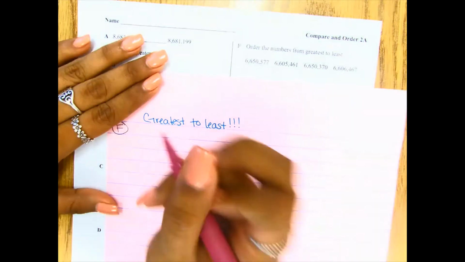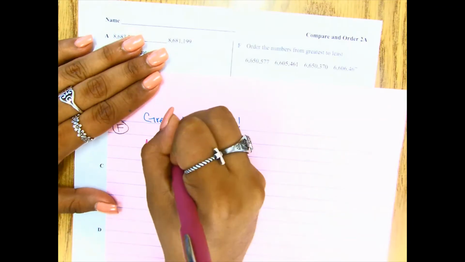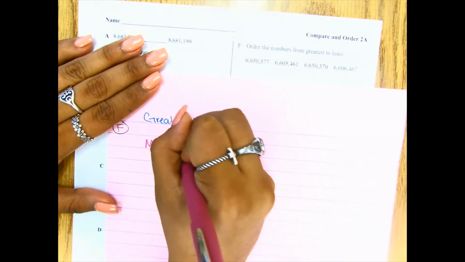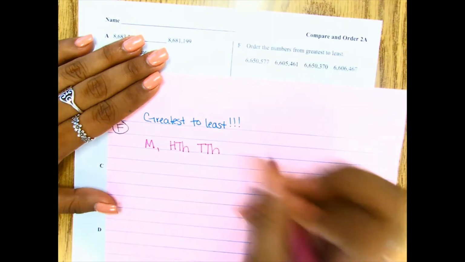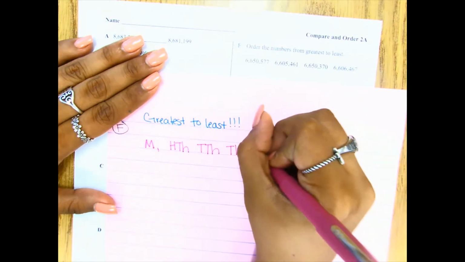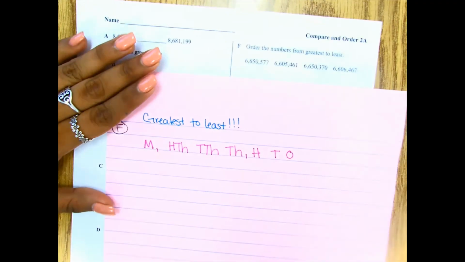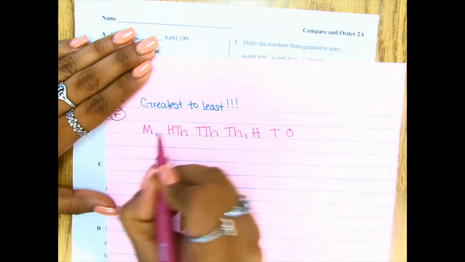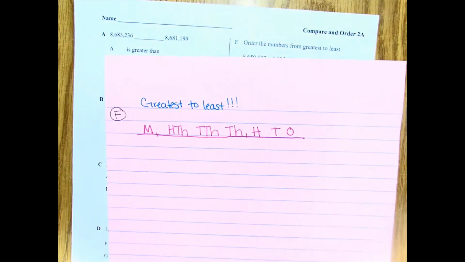I'm going to write M for millions, my comma, my 100,000s, my 10,000s, my 1,000s, comma, my hundreds, tens, and ones. So this is my place value chart. Make sure you draw your place value chart every single time. And now I'm going to go ahead and put in the numbers that I need to put.